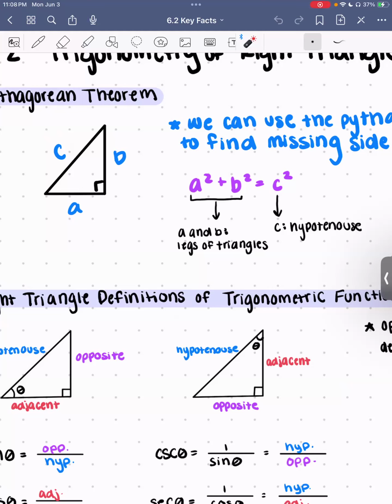Just remember, A and B can be swapped, but C will always be the hypotenuse, which is the side opposite from the 90 degree angle, and it is the longest diagonal side. It's always that.